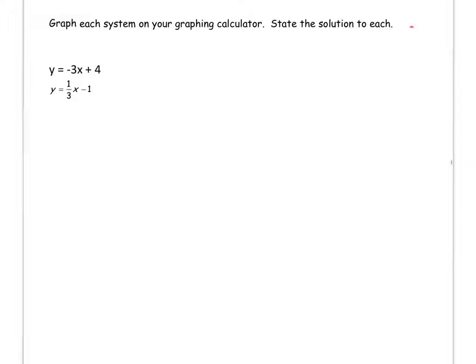All right, so here's a system. Now this one starts off a little easier for us because it begins with two equations that are already y equals. So in y1 we can put -3x plus 4. And in y2 we can put 1/3 x minus 1. Okay, and then we'll see what happens.